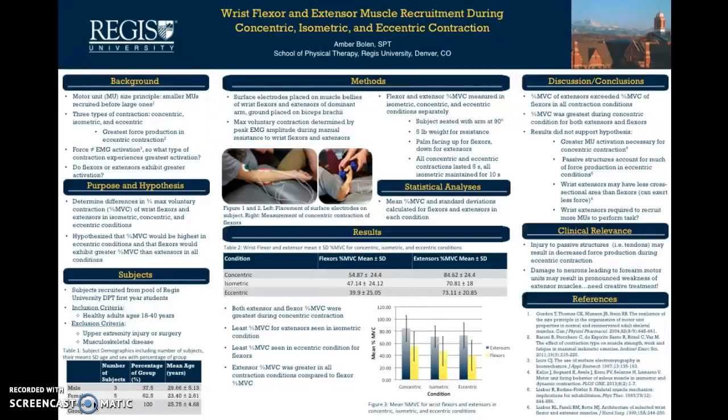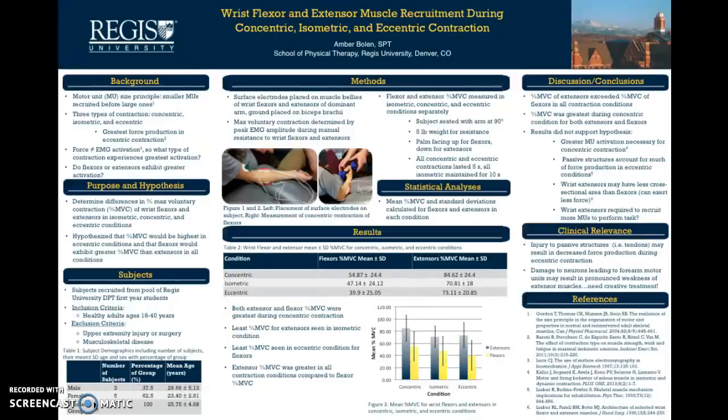Looking at our graph here, flexors being yellow and extensors being blue, we found that the greatest percent MVC was shown to be with concentric contraction. Extensors showed a greater percent MVC in all conditions. So this shows that our results did not support our hypothesis, and there are a few explanations for that.